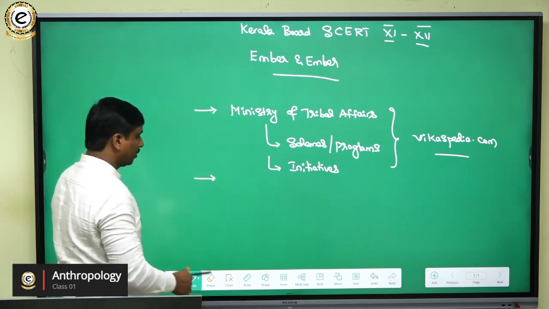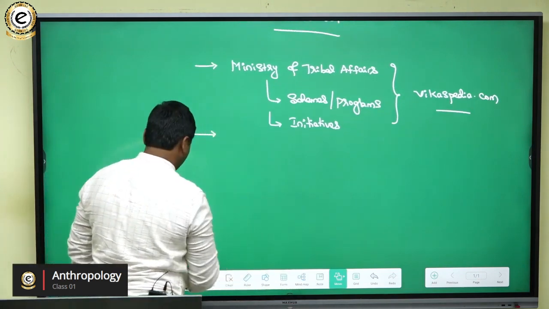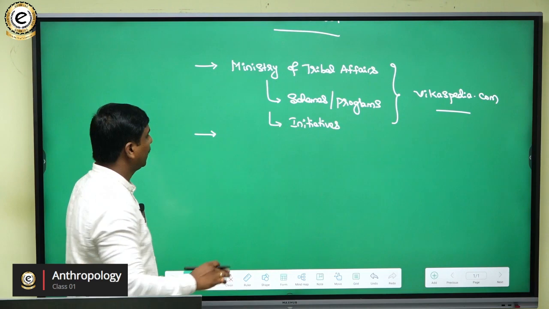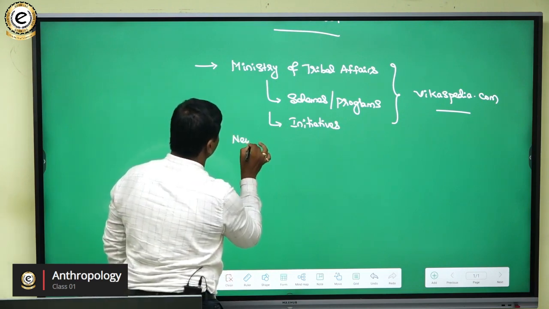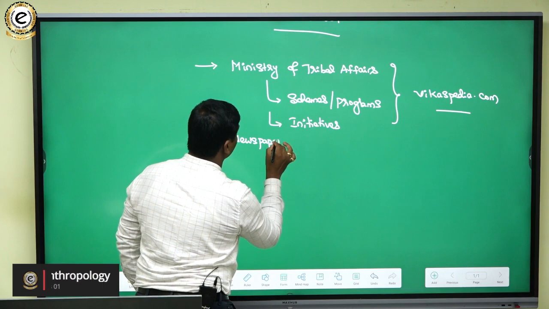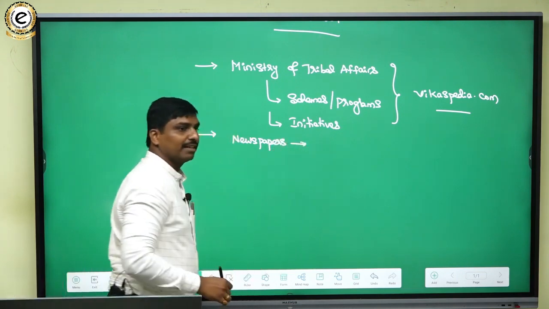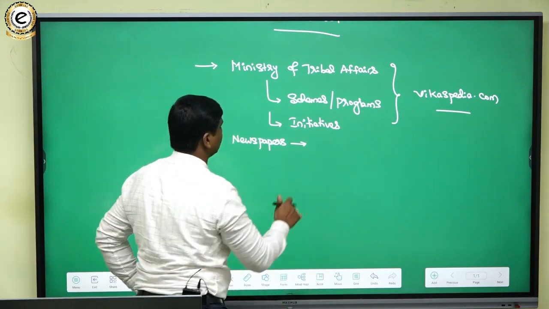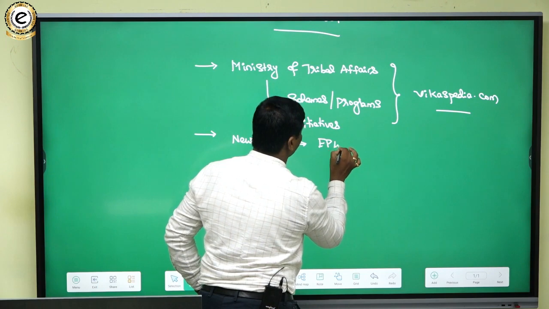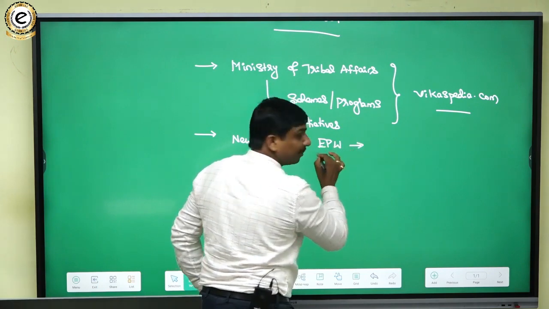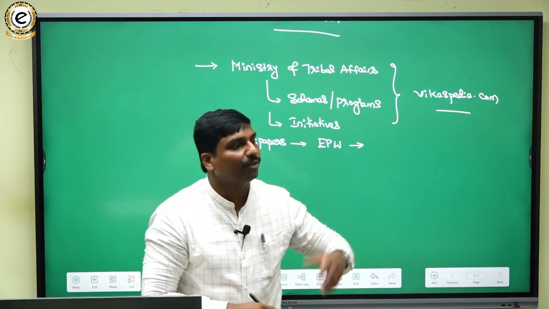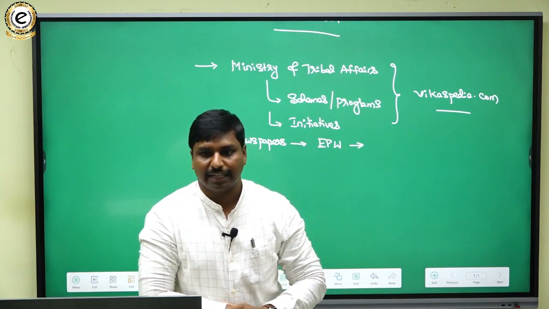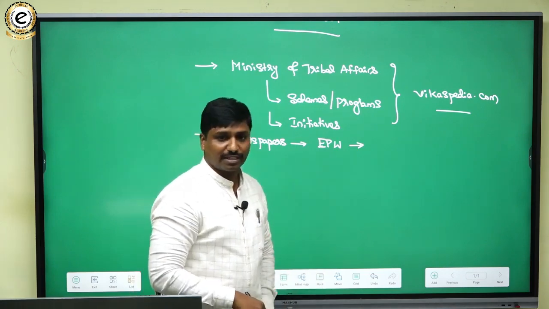Then regularly try to go through some of the regular things, like newspapers. In newspapers you will get some articles; wherever it is relevant for our portions you have to cover that. And then you can cover EPW, Economic and Political Weekly, where you will get more information about developmental projects or social, political, economic issues. So EPW you have to cover.